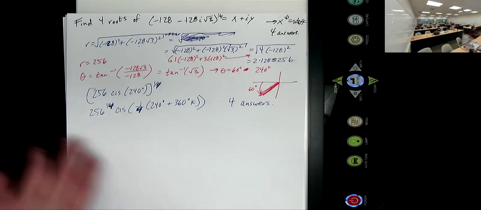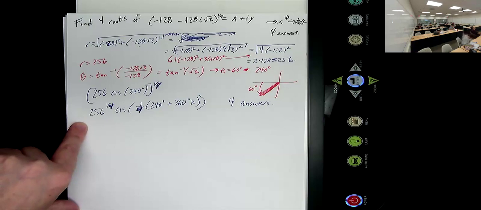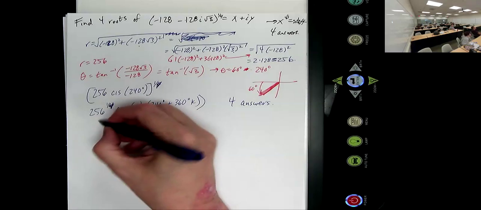I think the 4th root of 56 is 8. Is it? No, that's way too big. 4, 16. 4 to the 4th is 256, okay, so that part is a 4.